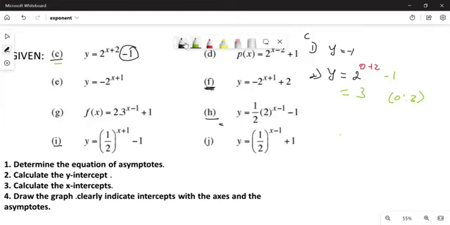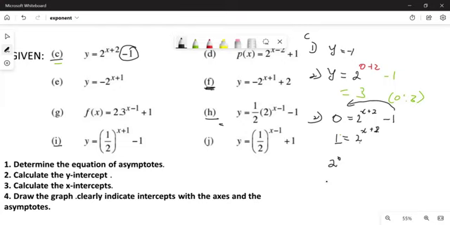What else do we know? They asked us to determine the x-intercept. Nothing has changed. You still know how to get the x-intercept. How do you determine the x-intercept? I am going to say I have 0 equal to 2 to the power of x plus 2, minus 1. What am I going to do here? I'm going to take this 1 to the other side. If I take this 1 to the other side, what am I going to have? 1 is going to be equal to 2 to the power of x plus 2. Now, I want to make this base 2 again. How do I make this base 2? I'm going to say 2 to the power of 0 is going to be 1.